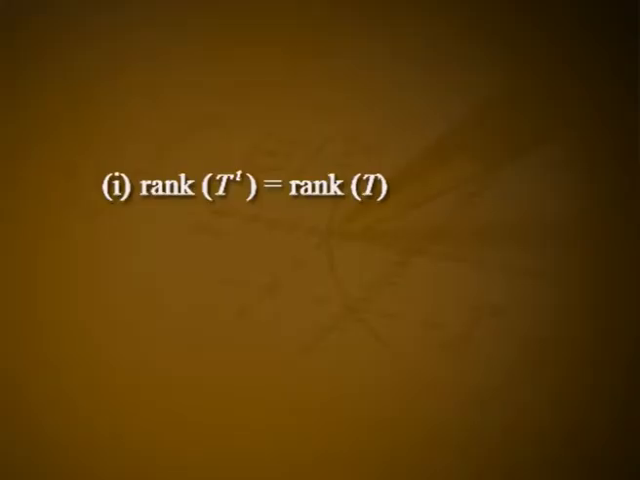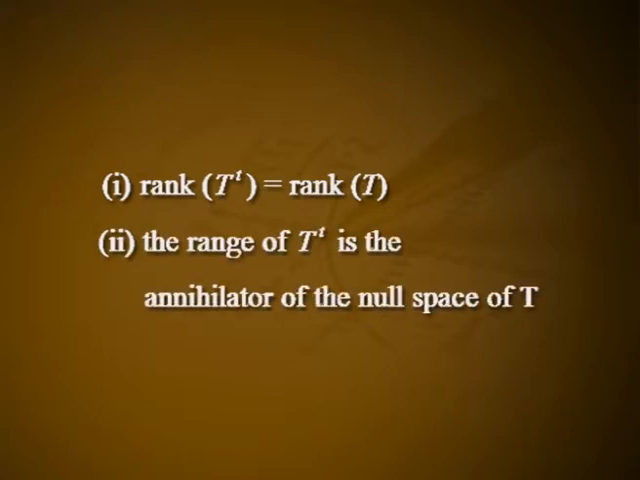Theorem 6. Let V and W be vector spaces over the field F and let T be a linear transformation from V into W. One: the null space of T^t is the annihilator of the range of T. If V and W are finite dimensional, then two: rank of T^t = rank of T. Three: the range of T^t is the annihilator of the null space of T.